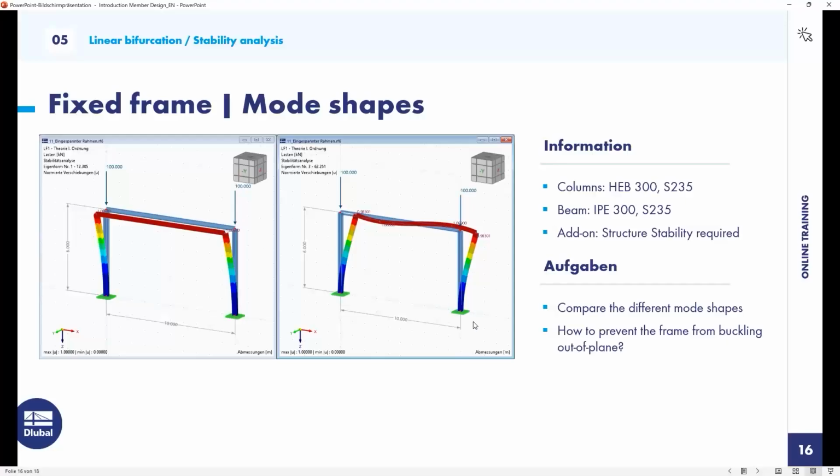And we want to calculate it with RFEM 6, and we will see that it can be done really easily with the program. Okay, so we want to compare the different mode shapes, and we also want to think about how it would be possible to prevent the frame from buckling out of plane. So this would be this mode shape.